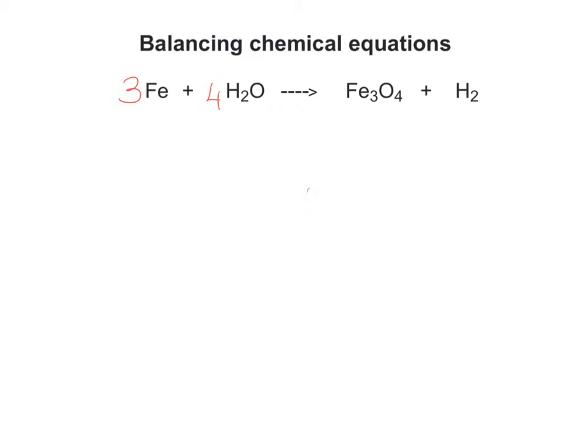Here I can count the number of hydrogens and get 8 hydrogen atoms in the reactant side. To balance the hydrogens, I will write 4 as a coefficient of hydrogen. And right now, this reaction is balanced too.